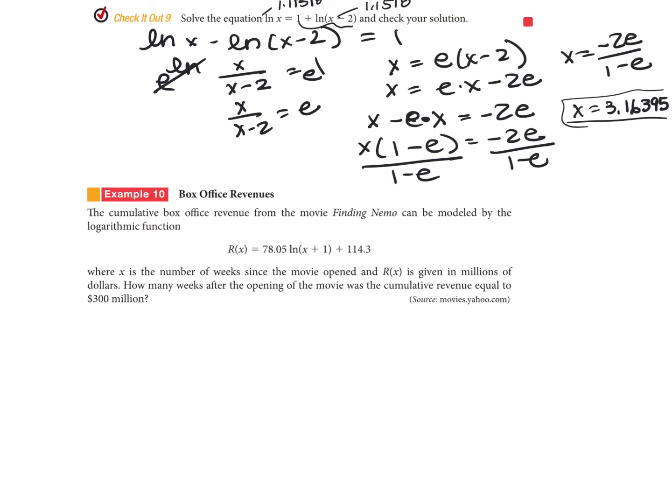All right. The cumulative box office revenue for the movie Finding Nemo can be modeled like this, where x is the number of weeks since the movie opened and R is in millions of dollars. Wow. How many weeks after opening was the cumulative revenue equal to 300 million? All right, so 300 equals ln x plus 1.